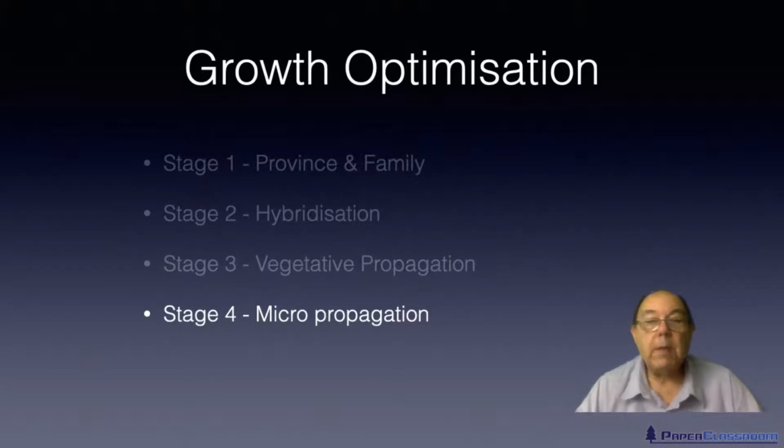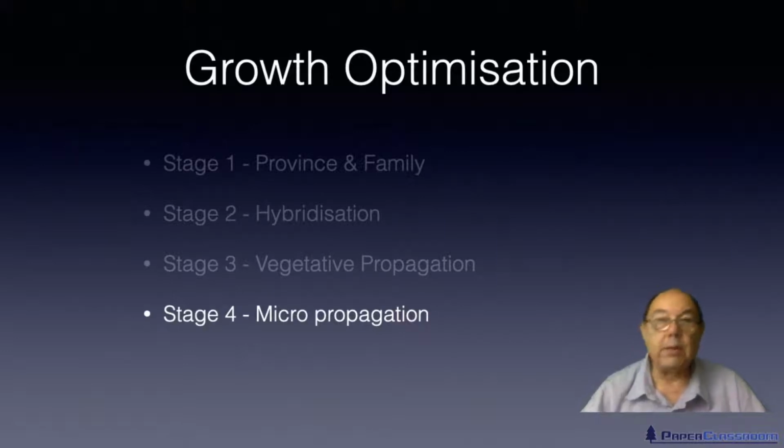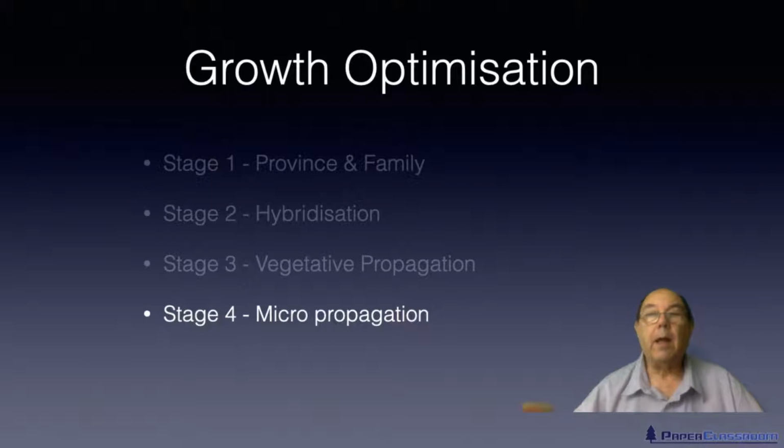Stage 4 is called micropropagation, and this is basically cloning trees. You can take part of a tree that you want, reduce it to individual cells that are all exactly the same, and then grow them first of all in sort of agar gel, and then you plant them out as saplings. And you can go to some of these forests where this happens, and when you look at the trees, every tree is absolutely identical.